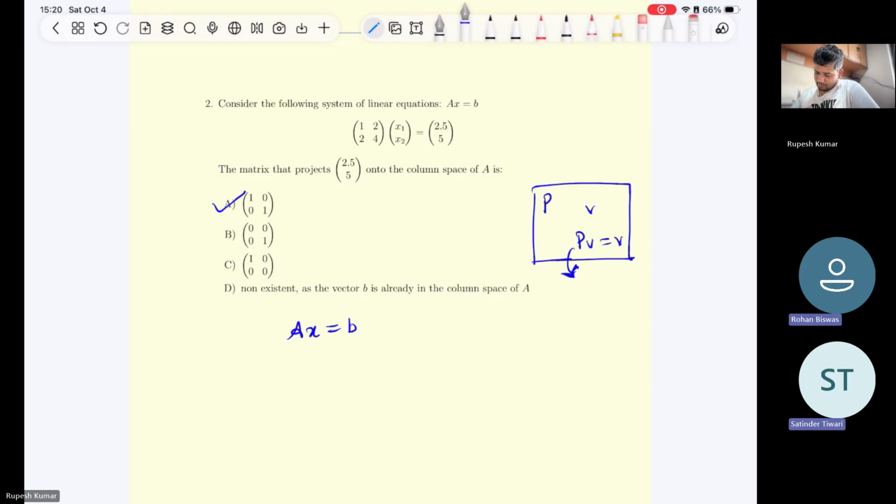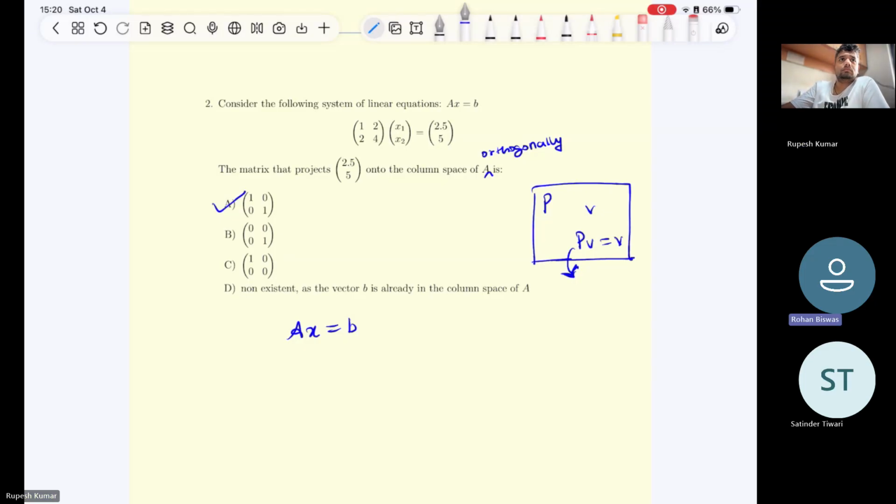Excuse me, sir. I think there should be something in the problem statement, like maybe that projects onto the column space of A orthogonally. Because B and C will also do some sort of projection, but what kind of projection they will do depends upon the application. If you talk about orthogonal projection, then option A is correct. Fine. Any doubts?